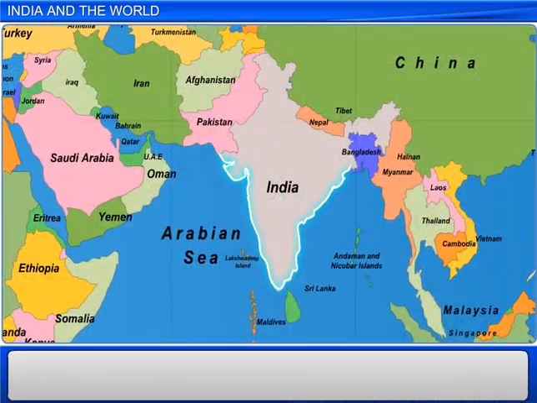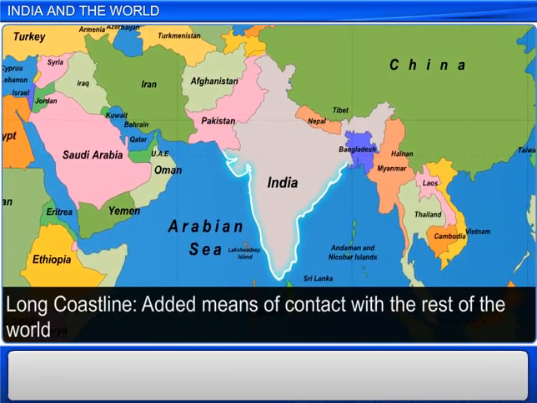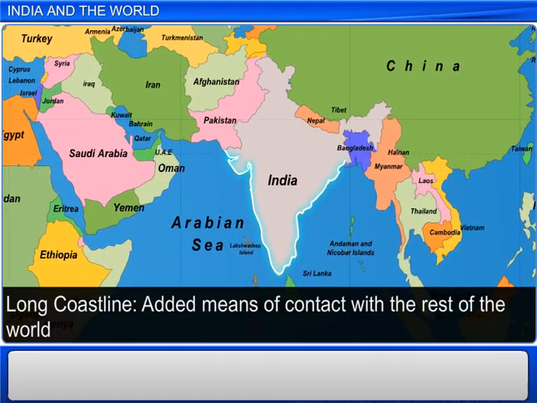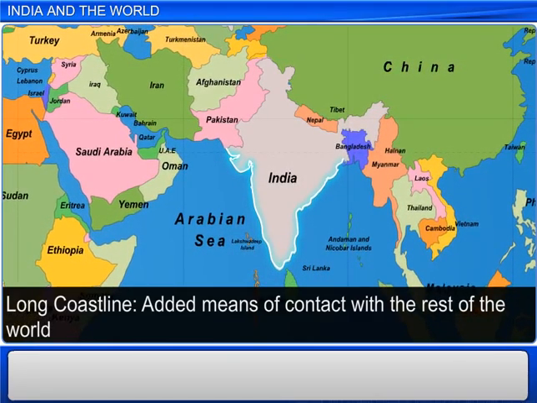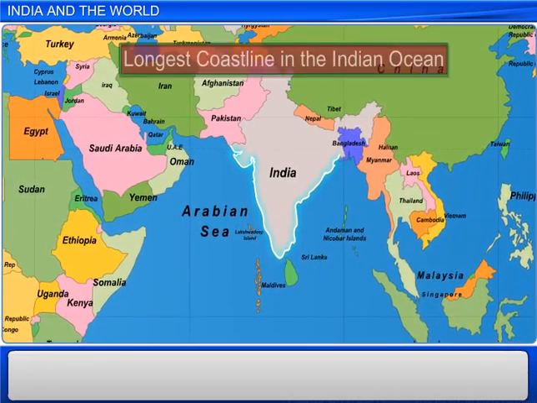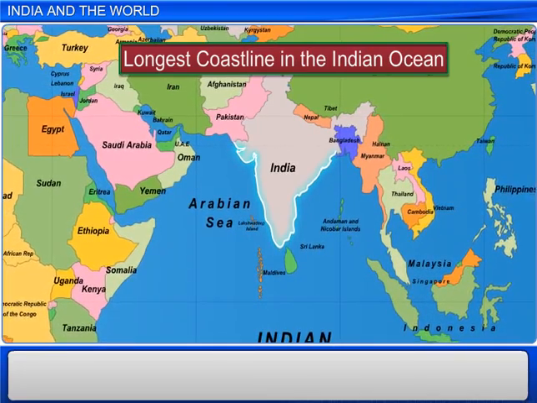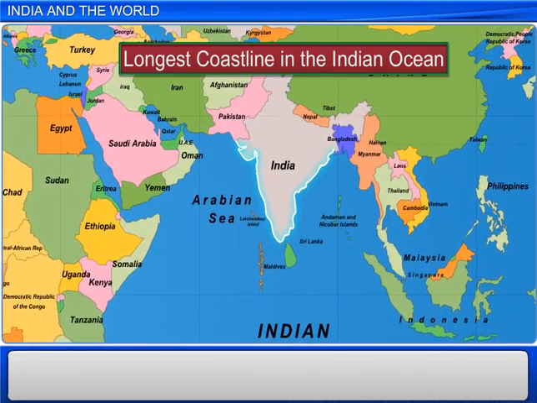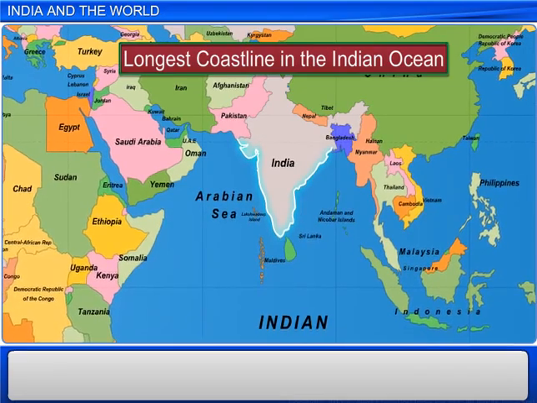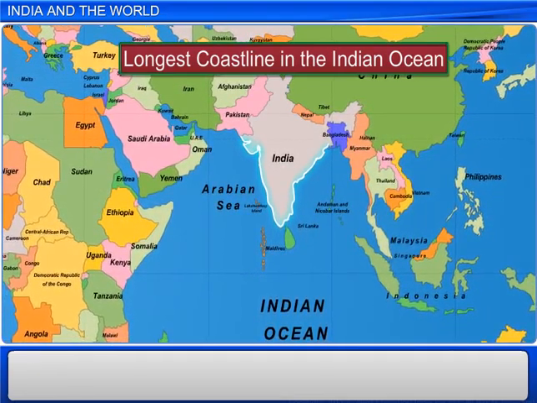India's long coastline has added to its means of contact with the rest of the world through the sea route. In fact, India has a longer coastline than any other country in the Indian Ocean. It is because of India's important position in the Indian Ocean that the ocean is named after India.